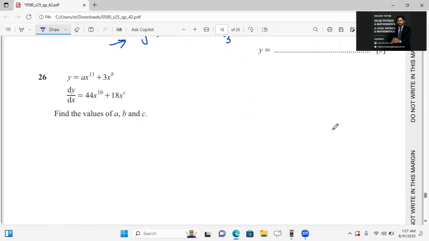Okay, here he is saying that y is this, dy by dx is this. Find the values of a, b, and c. So if we observe here by taking its LCM, then dy by dx in the form of differentiation, the power will come at the start: 11x power 10 plus 3b x power b minus 1. And he has given us the value of a.